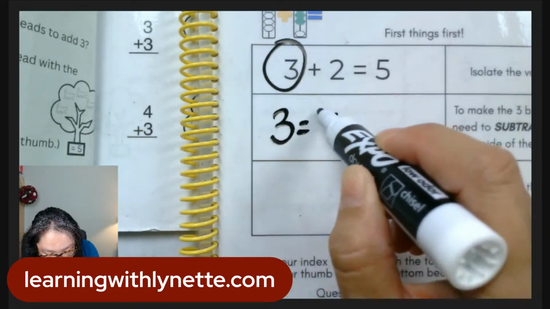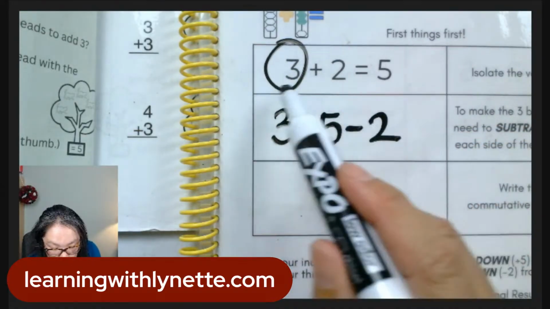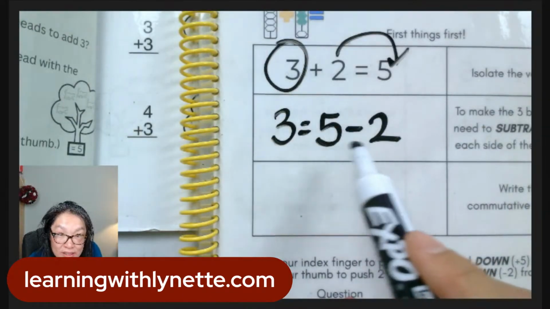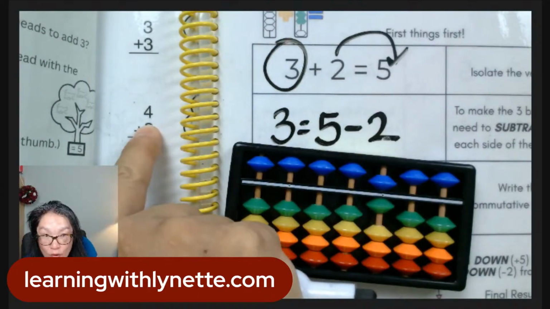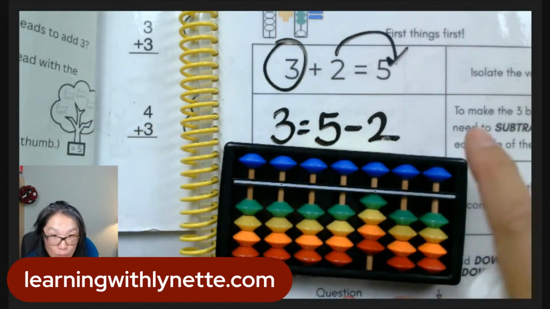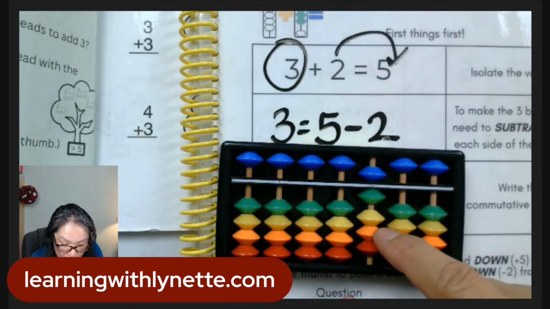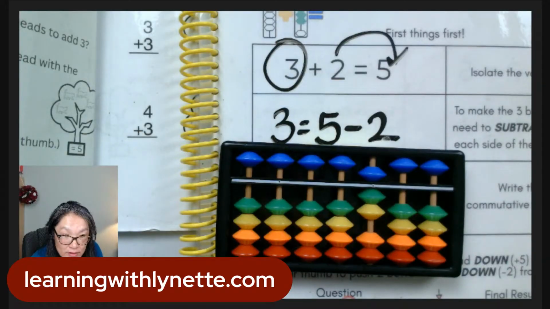3 is equal to 5 minus 2. So what we did is we modified it. We want to isolate the 3 and make it into 5 minus 2. My question here is 4. When I add the 3, I'm going to plus the 5 and then take away the 2. So my final answer is 7.